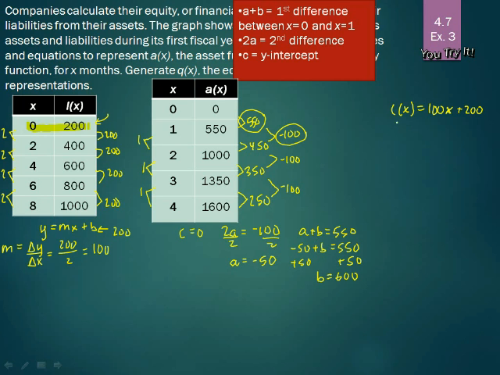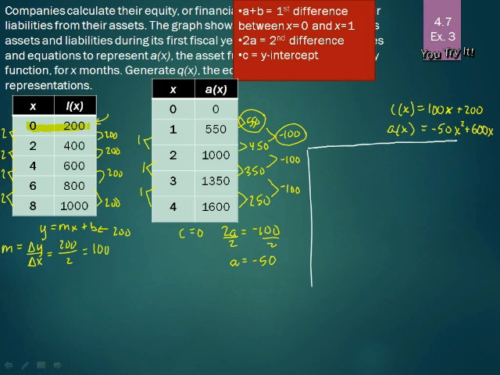And so to put our equation together, we get A of x equals negative 50x squared plus 600x, and then c is just 0, so we don't need to put it on the end. And so there's our two equations, and to generate Q of x, we need to subtract those. So I'm going to mark this up in a different color and find Q of x, which we know is the assets A of x minus the liabilities L of x. So A of x is negative 50x squared plus 600x minus L of x, making sure to put that all in parentheses, 100x plus 200.